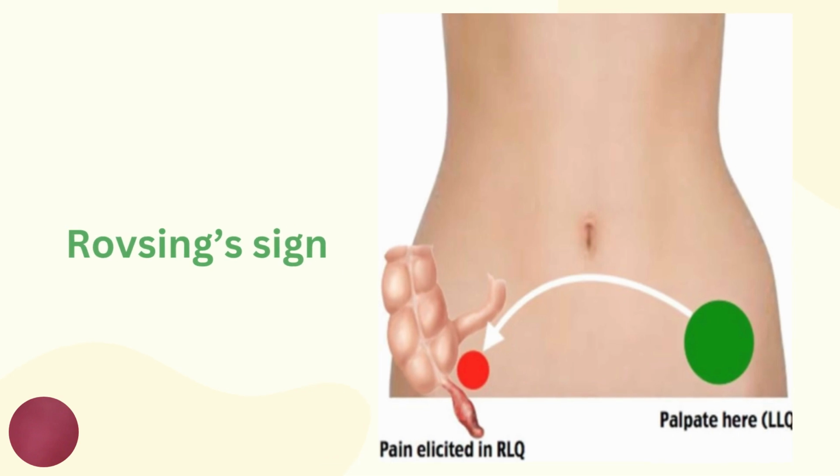Now, what is Rovsing sign? When we palpate the left iliac fossa, the patient feels pain in the right iliac fossa. This is known as a positive Rovsing sign. It is suggestive of acute appendicitis. And this pain is caused by the movement of inflamed appendix irritating the peritoneum.